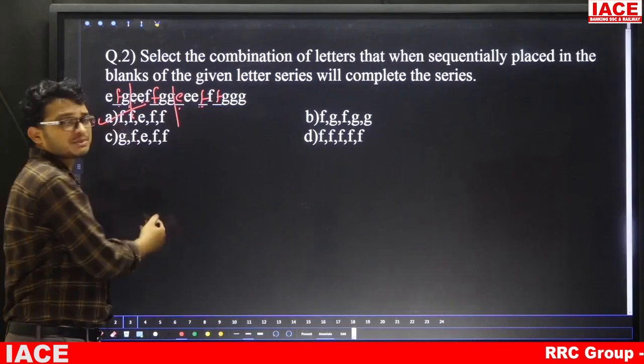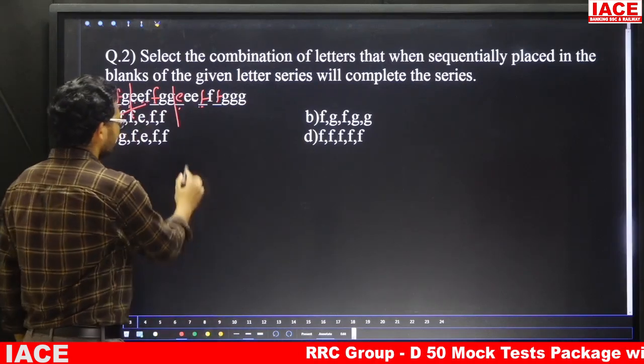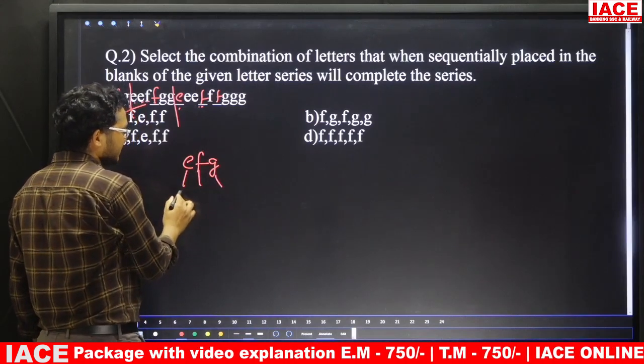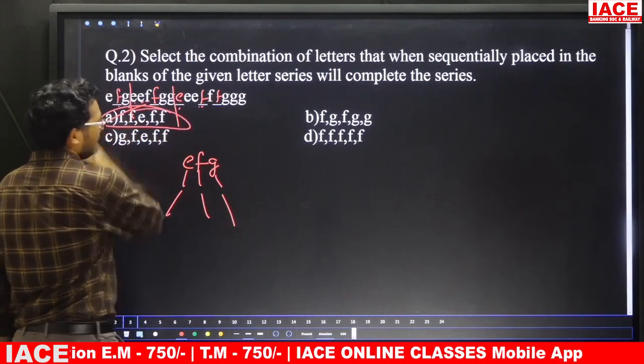Yes, by substituting option 1 only, we are getting one sequence. First one is E, F, G. Now, 2 E's, 2 F's, 2 G's. Next, 3 E's, 3 F's, 3 G's. So the answer is option A.